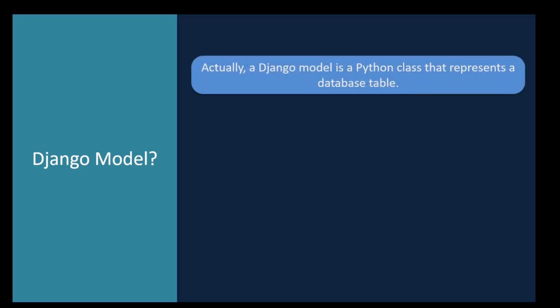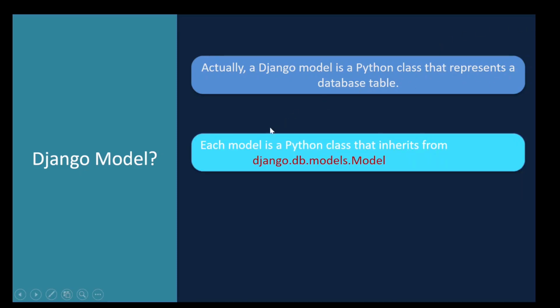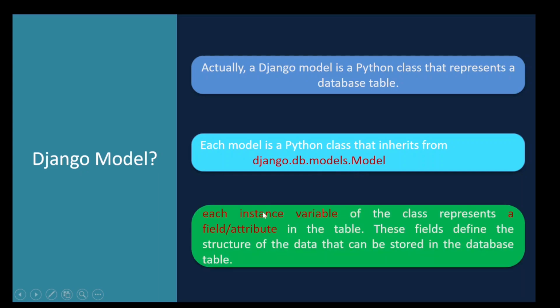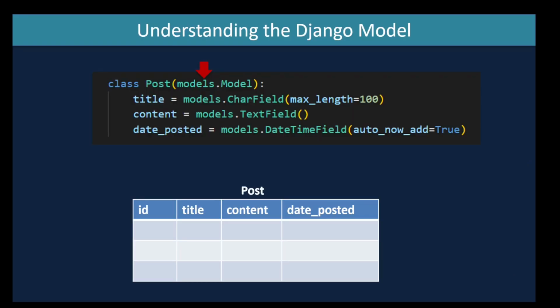Actually, a Django model is a Python class that represents a database table, where each model is a Python class that inherits from the models module, and each instance variable of the class represents a field attribute in the table. These fields define the structure of the data that can be stored in the database table. Let me take you through some graphical representation of the model to help you understand better.